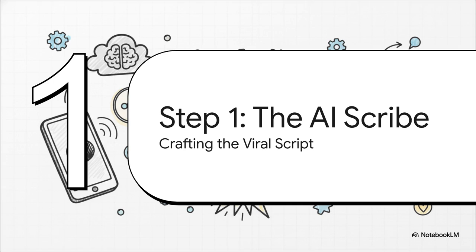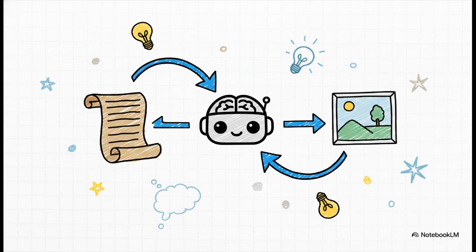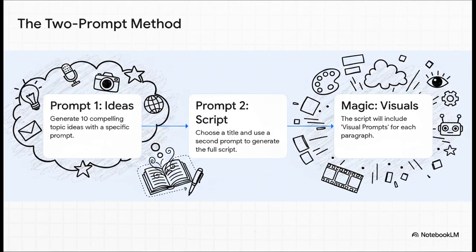And for this, we're going to turn to a powerful AI assistant to be our own personal scribe. Our first tool is ChatGPT, but hold on, we're not just going to ask it for some simple story. We're going to use a very specific method that not only generates the script, but also tells us exactly what visuals we need to create for it. The crucial part is this two-prompt method. The first prompt gets you a whole list of compelling ideas. Once you pick one, the second prompt generates the entire script. And here's the magic. For every single paragraph, it also creates a visual prompt. That's a detailed description for our AI image generator.